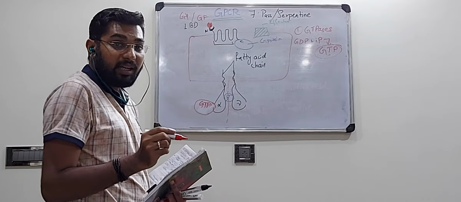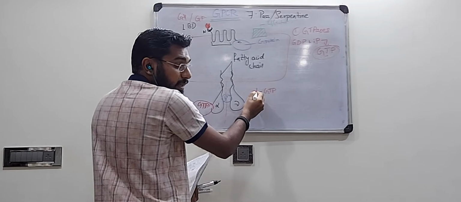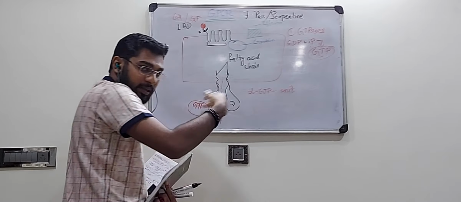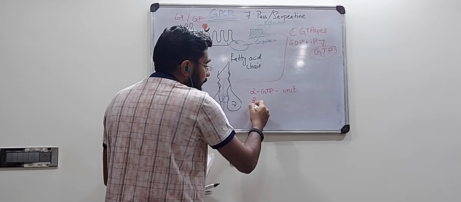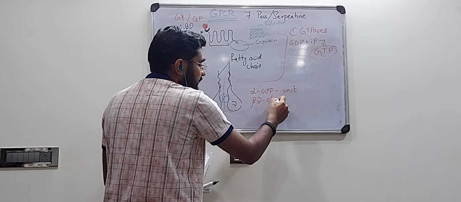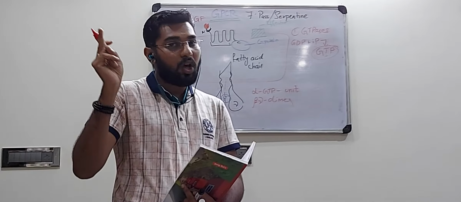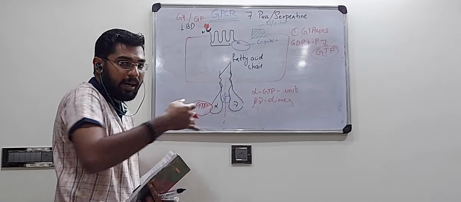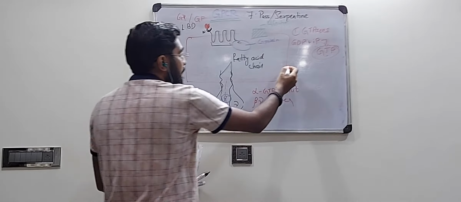Now how does it separate? It separates into the alpha GTP unit, the alpha subunit along with GTP, which becomes one unit, and beta gamma becomes separate. This is a dimer. So it forms two units: the alpha subunit along with GTP acts as one unit, and beta gamma separates and forms a dimer. So this is the second step that happens.